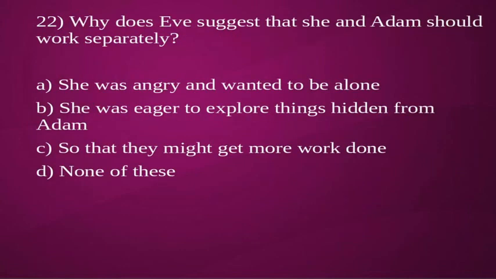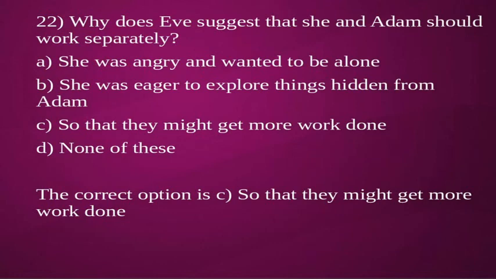Question number 22 is, why does Eve suggest that she and Adam should work separately? Option A, she was angry and wanted to be alone. Option B, she was eager to explore things hidden from Adam. Option C, so that they might get more work done. And option D, none of these. The correct option is C, so that they might get more work done.